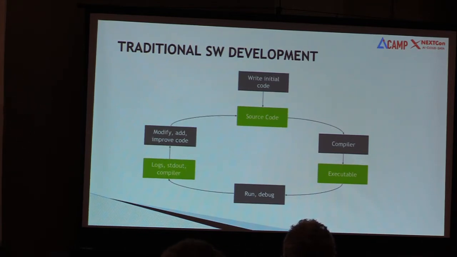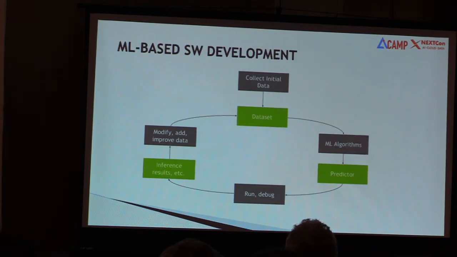We see machine learning development as a similar cycle, right? Where we collect data instead of writing the initial code. We build a data set, so the data set is our source code. Then instead of having a compiler, we have an ML algorithm that we can even treat as a kind of black box, right?